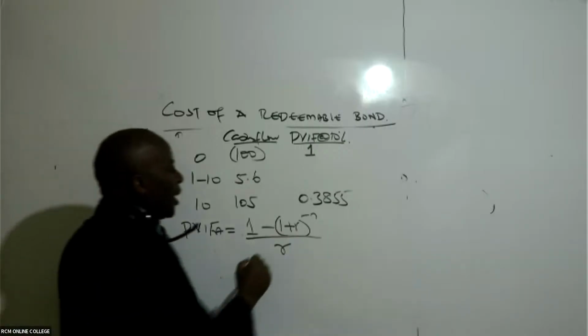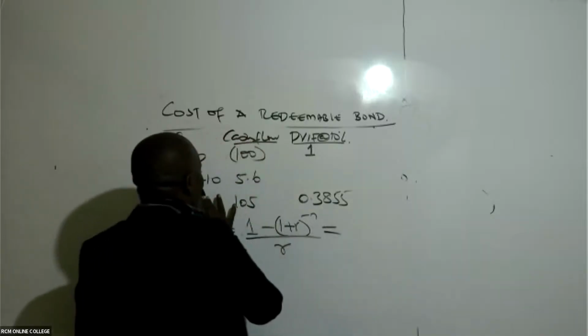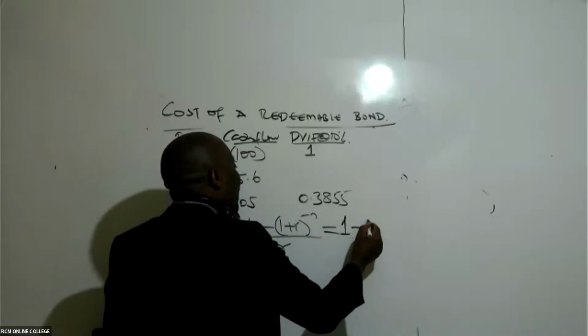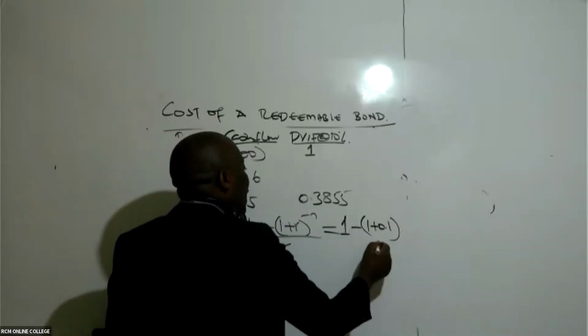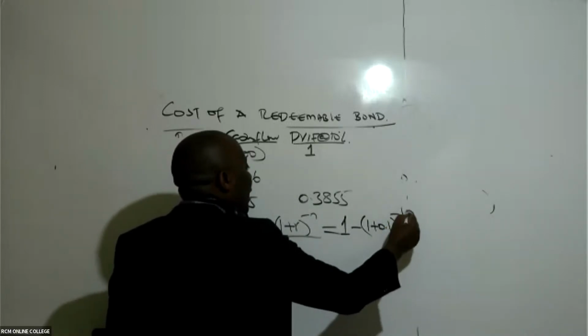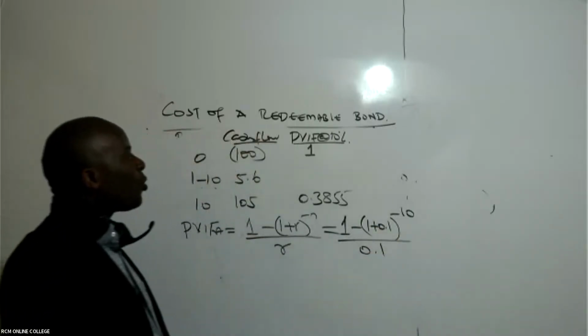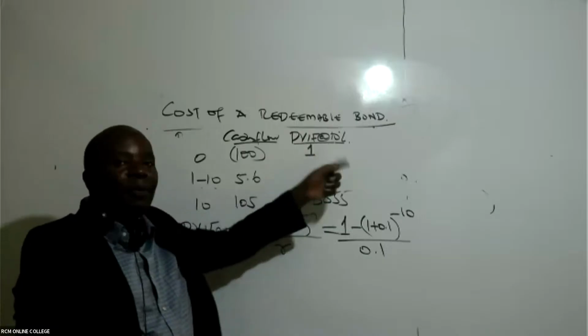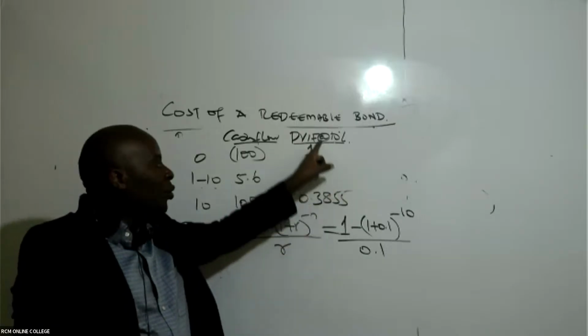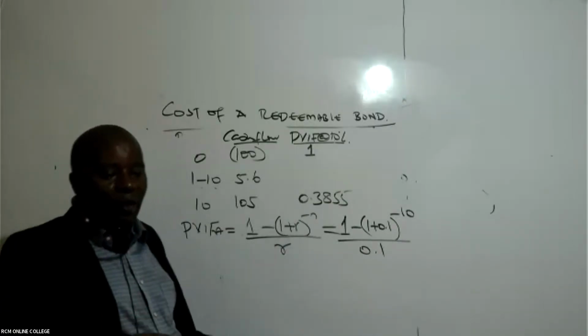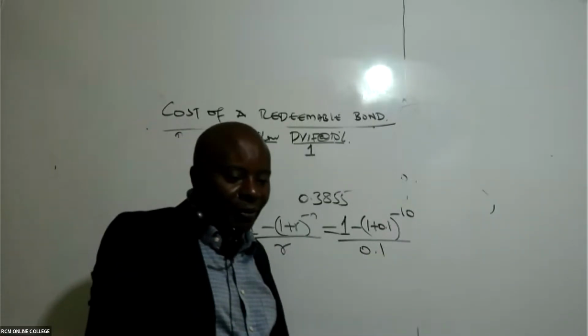Because we want years 1 to 10, I can see an annuity, I can see uniform. So it will be 1 minus 1 plus 0.1 raised to negative 10, everything divided by 0.1. Remember, later on I'll be showing you that 10% is a very good figure. This one must be on the tables. We have some discount tables.